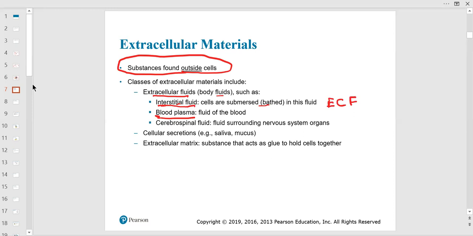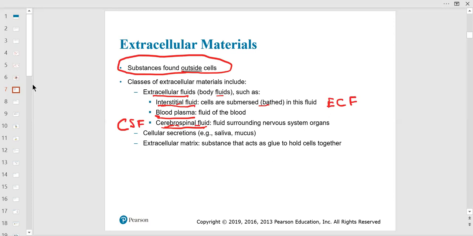Cerebrospinal fluid, we're going to talk about that. CSF is around the cells which make up the nervous system, like neurons and neural glial cells, a nervous tissue. Neurons are the functional cells. Neural glial cells are the supportive cells of the nervous system. So the cerebrospinal fluid acts as protection, a cushioning, actually, which is one of the functions of water, if you remember.